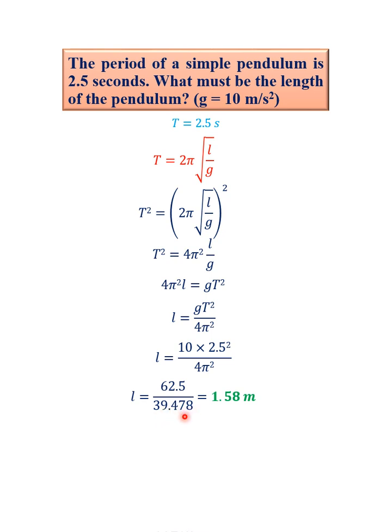This is an approximate value. When you do this simple division, you are going to obtain 1.58 meters as the length of the simple pendulum. So the length of the pendulum we are calculating for is 1.58 meters. It is very, very simple, and I know you enjoyed this video.